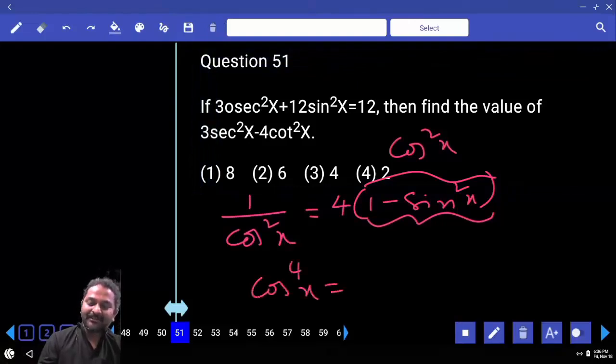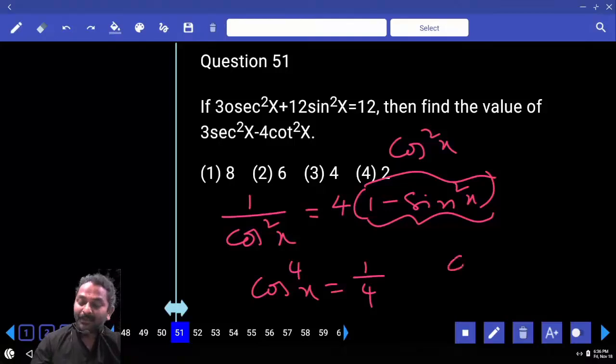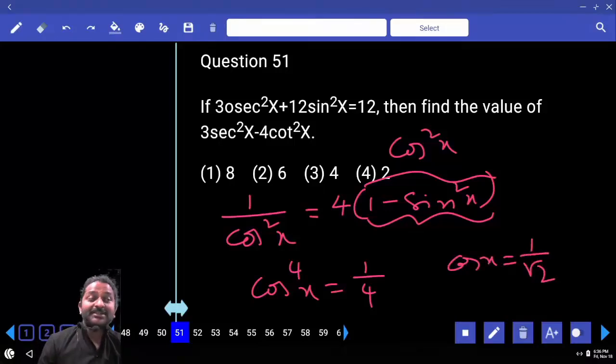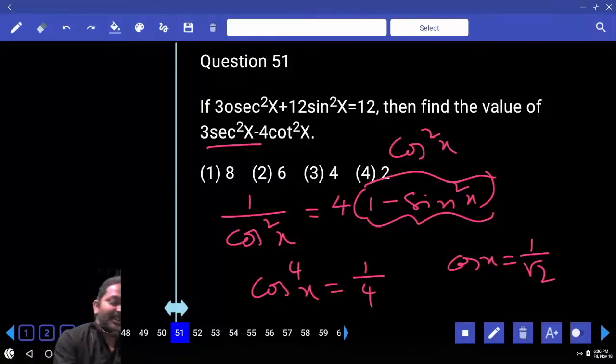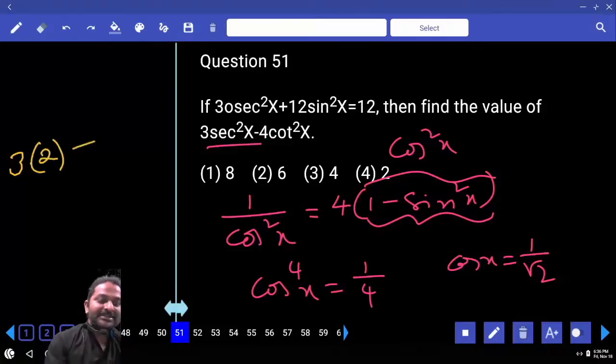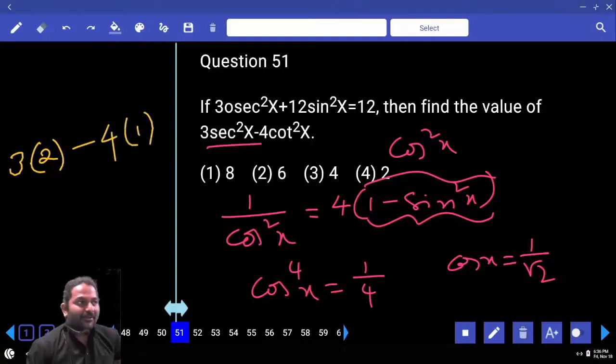power 4x is equal to 1 by 4. Cos square x is equal to 1 by 2. Cos x is equal to 1 by root 2. X is equal to, come on, substitute 45 degrees. 3 secant square 45. Come on, 2 minus 4 cot square 45. 1. Answer option 4.